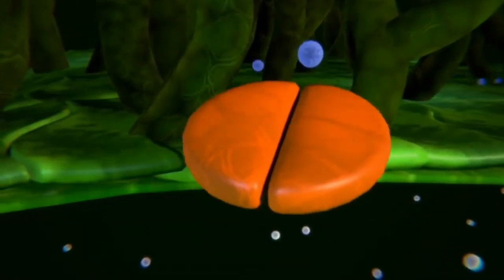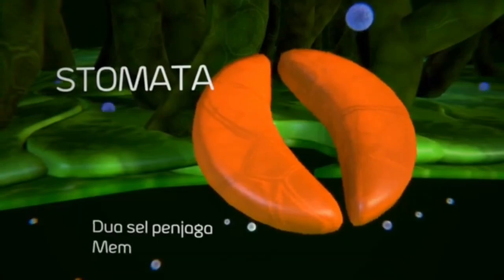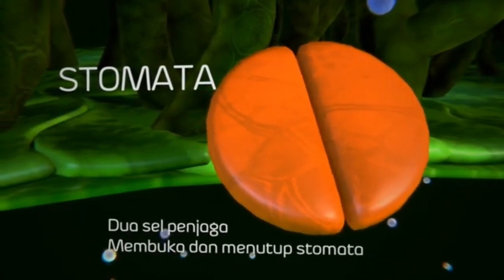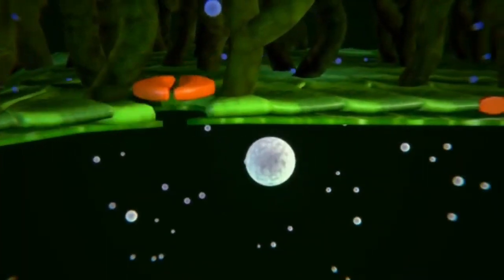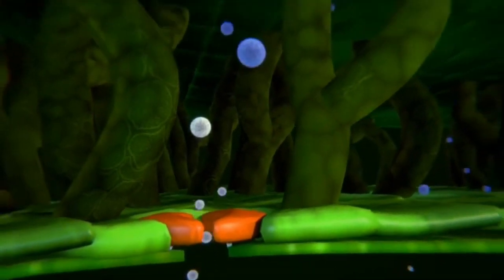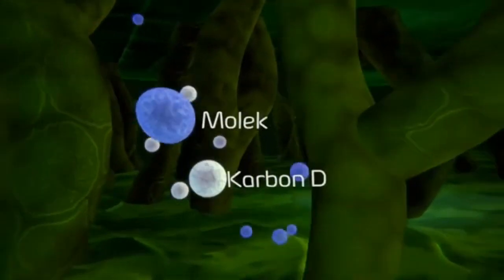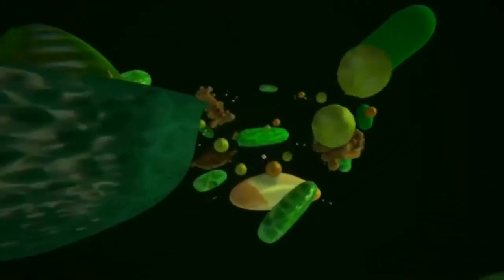At the very bottom layer of the epidermis lie the stomata. A stoma is surrounded by two guard cells that regulate its opening and closing. Carbon dioxide from the surroundings is absorbed through the stomata, entering the sponge tissue. The molecules of water and carbon dioxide are then transported to the palisade cells and absorbed into the chloroplasts.